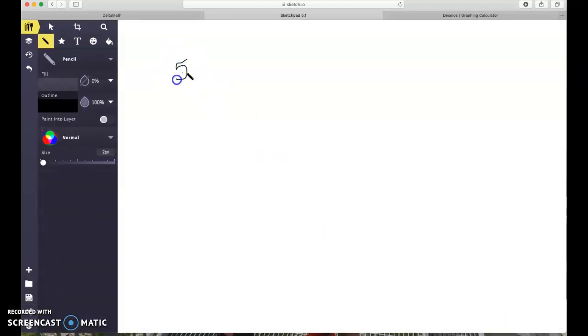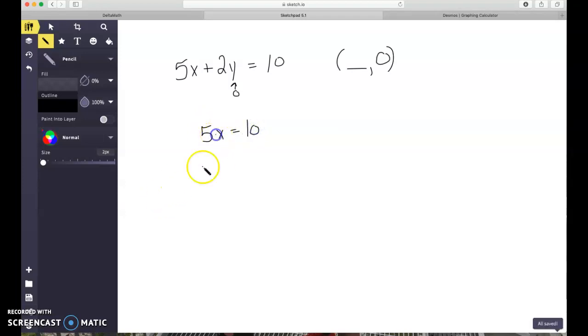So we've got 5x plus 2y equals 10. And I know my x-intercept, I'm looking for my x value when y is 0, right? So I can plug 0 in for y. And I know 2 times 0 is 0. So really the equation that I'm solving is 5x equals 10. And I'm going to get rid of my 5 by doing the opposite of multiplying, which is dividing, right?